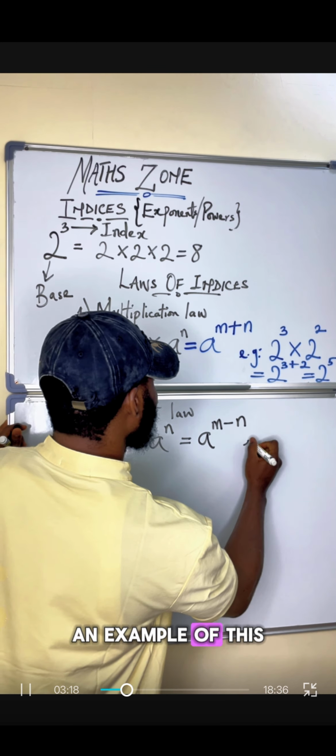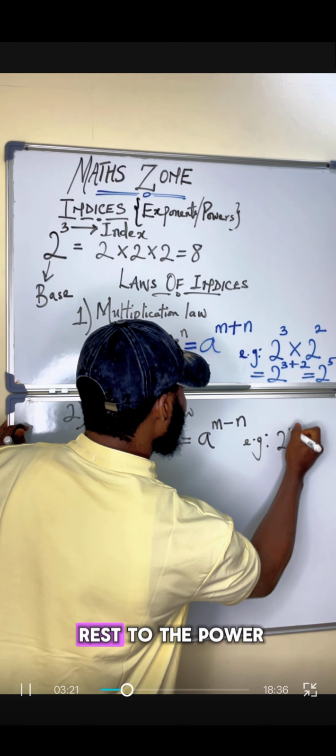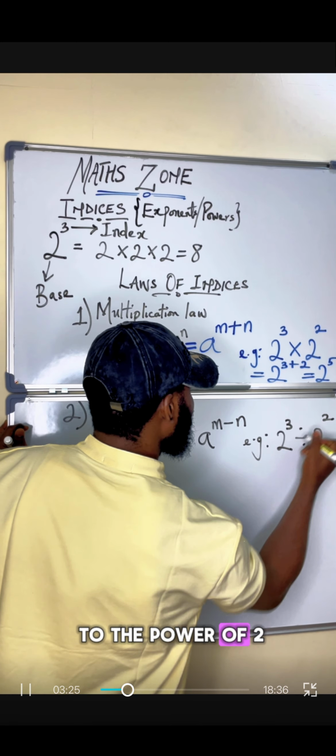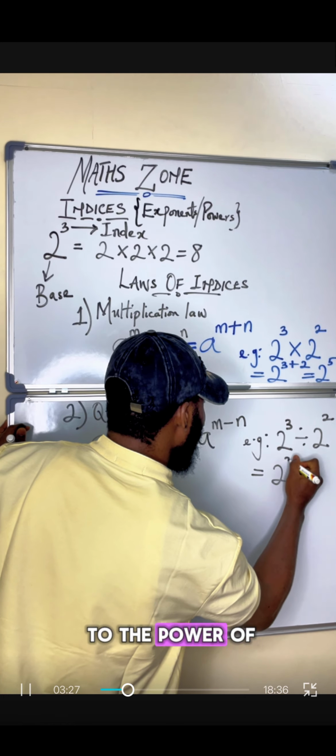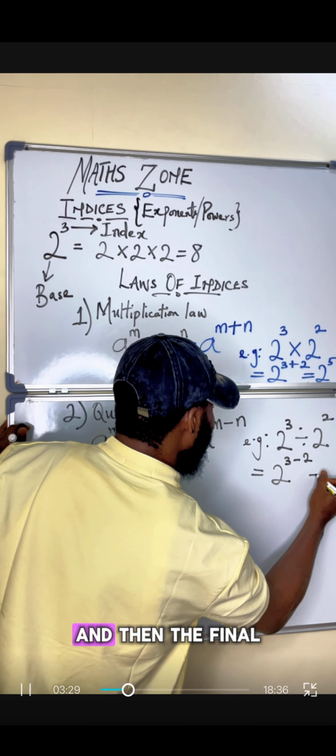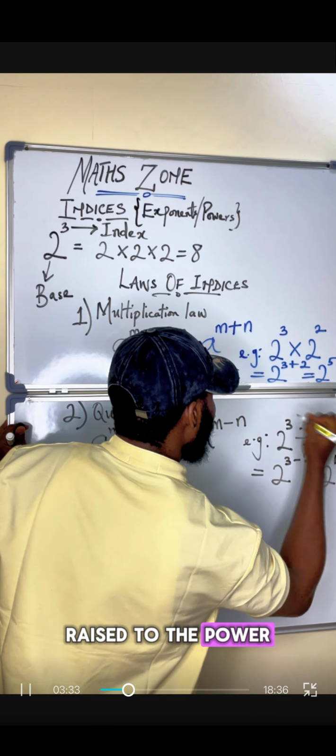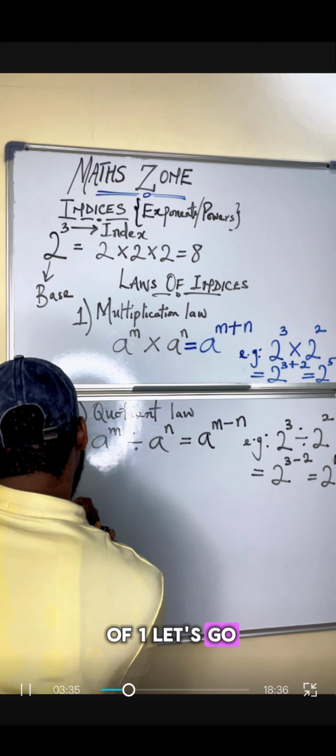An example of this: if you have 2 raised to the power of 3 divided by 2 raised to the power of 2, this gives 2 raised to the power of 3 minus 2, and then the final answer will be 2 raised to the power of 1. Let's go to the third law.